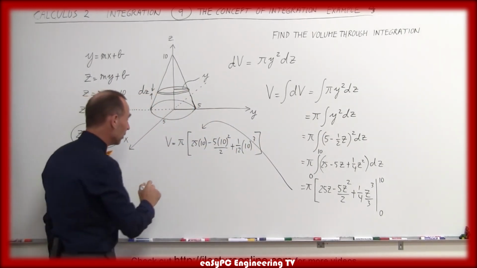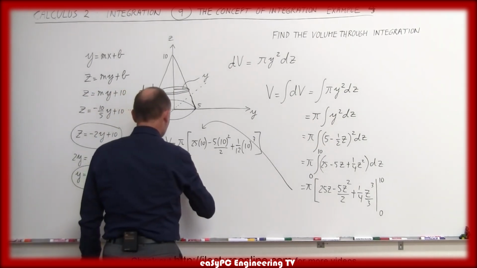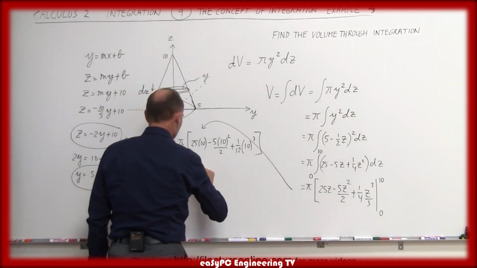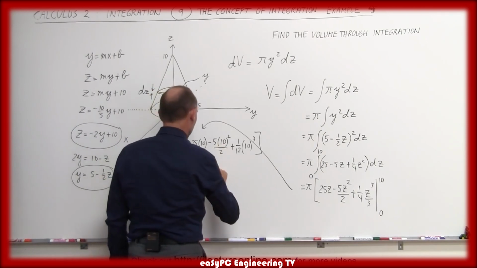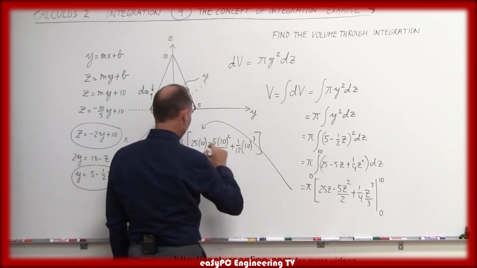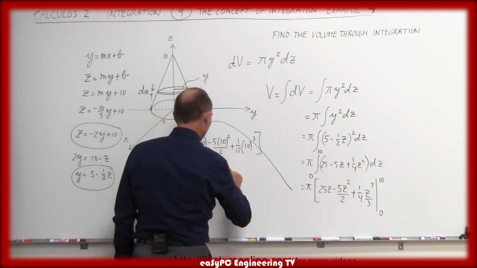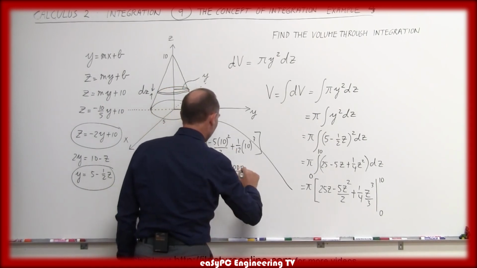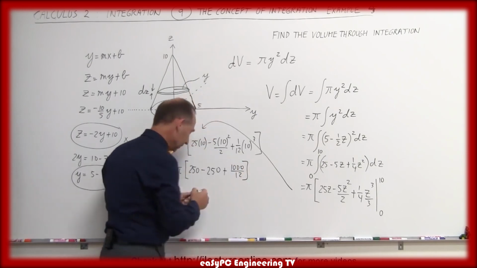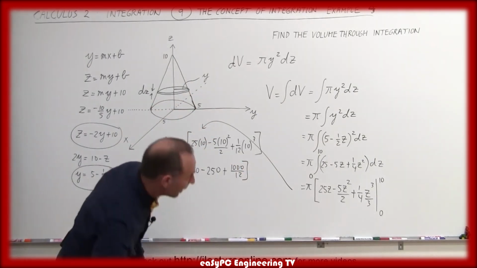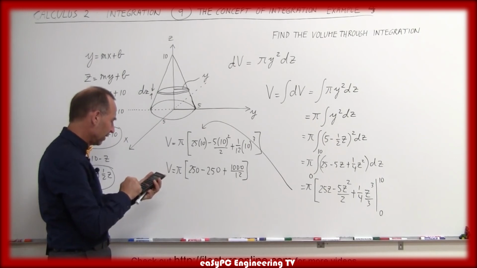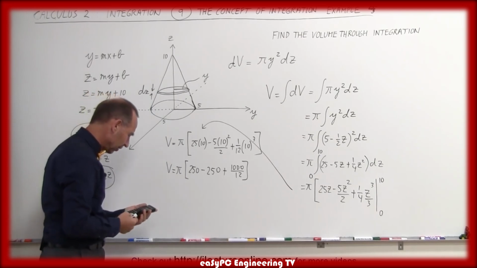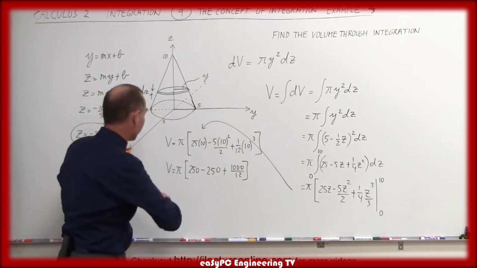Simplifying this just a little bit more, V is equal to pi times 250 minus, that would be 500 divided by 2, that would be minus 250. That's interesting, that cancels out. And finally we get plus 1000 divided by 12, and then times pi. With a calculator, let's find out what that's equal to. 1000 divided by 12, and then times pi equals, and we get 261.8.